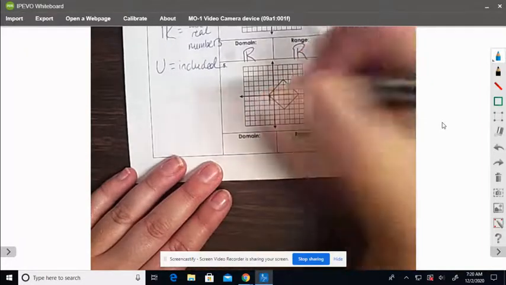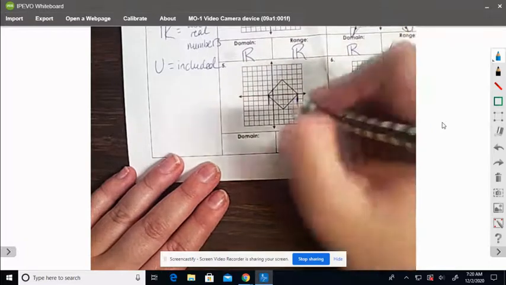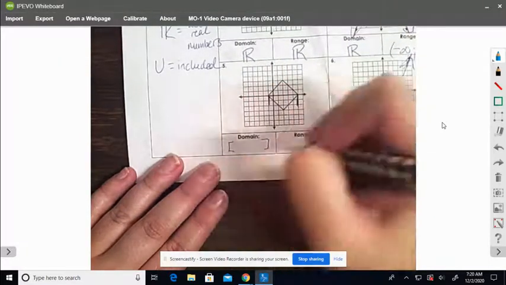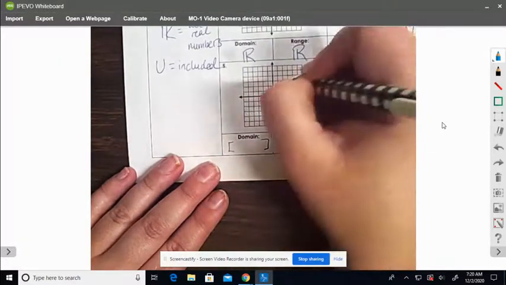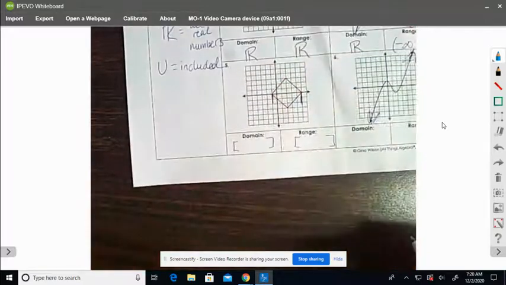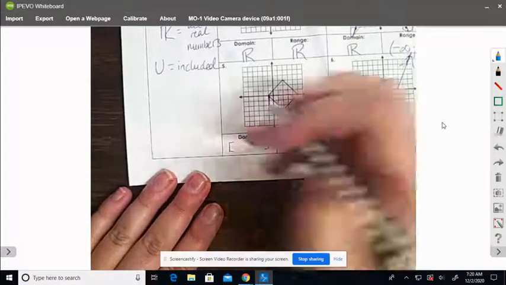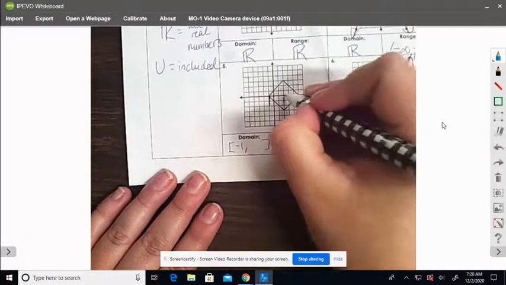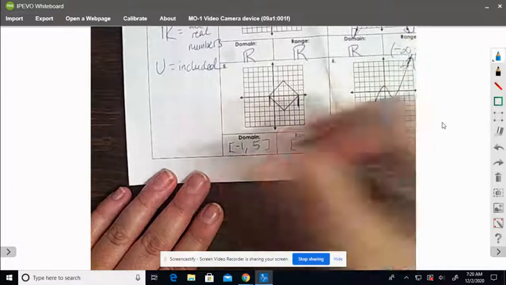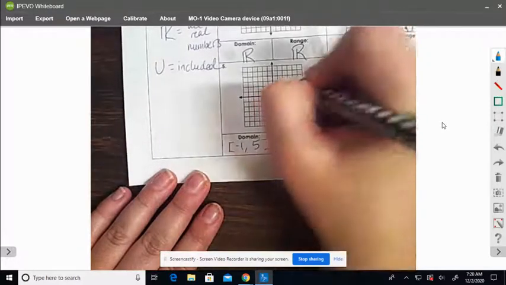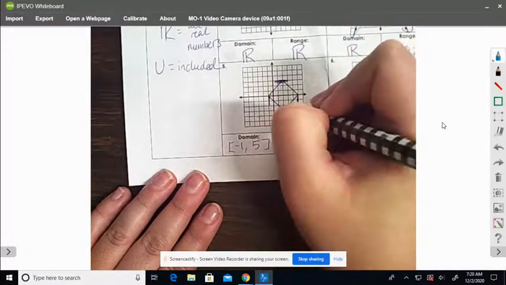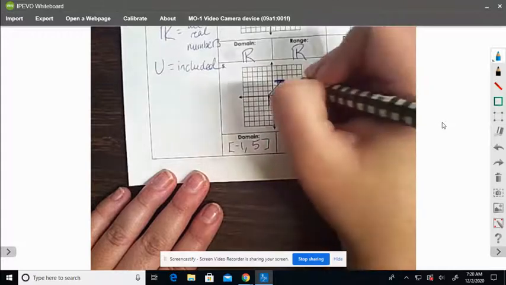This one, it goes from here to here for left to right. These are both continuous parts of the graph on all of them because there are no open circles, there are no arrows. This goes from -1 to 1, 2, 3, 4, 5. And then up and down from here to here. I'm at -3, and I go up to +3.